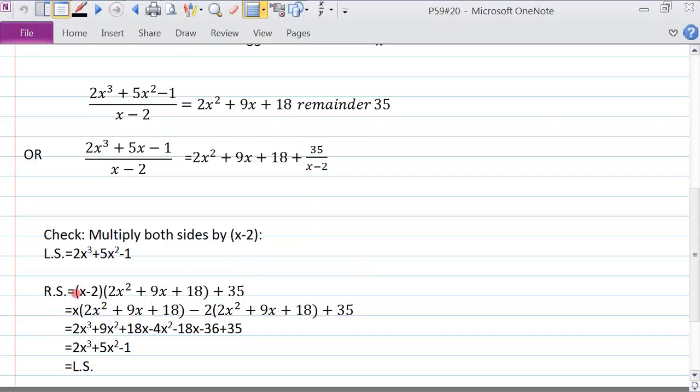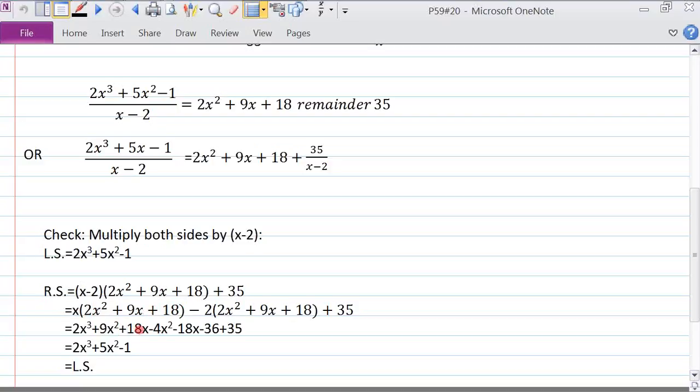Now what I'm going to do is take the x and multiply it by this bracket, which I do over here. Then I'm going to take the minus 2 and multiply it by this whole bracket again. And then I'm going to use the distributive rule to simplify and collect like terms. x times 2x squared is 2x cubed. x times plus 9x gives me plus 9x squared. x times plus 18 gives me plus 18x.